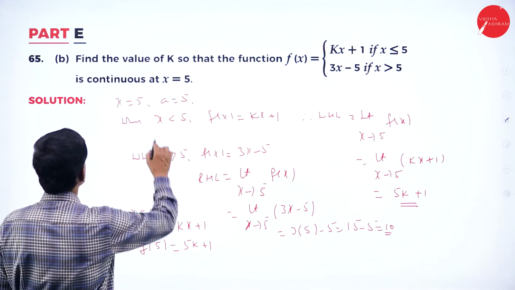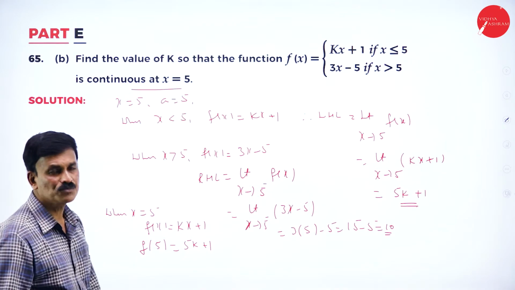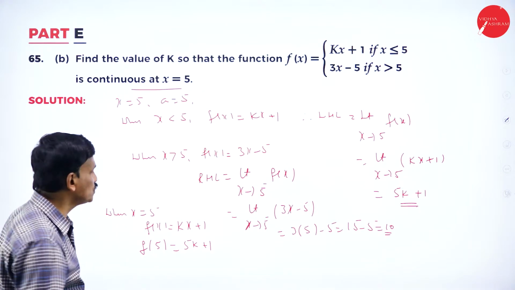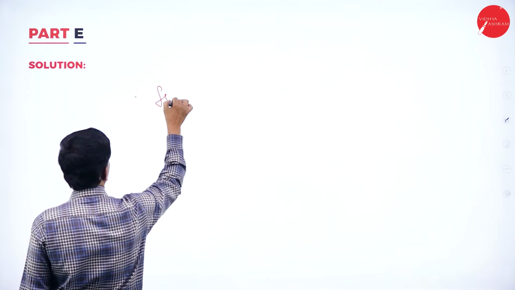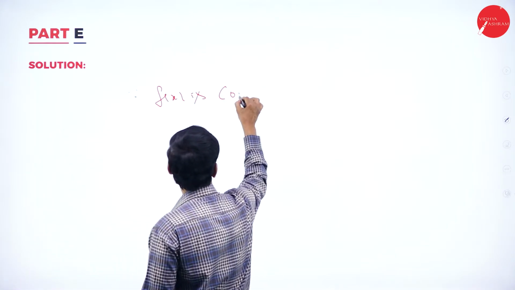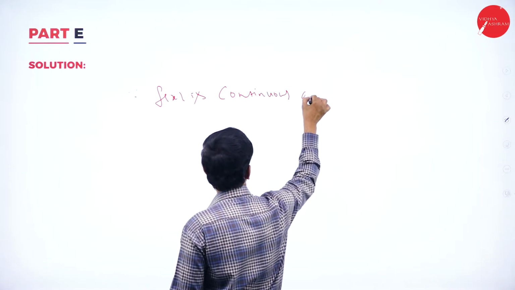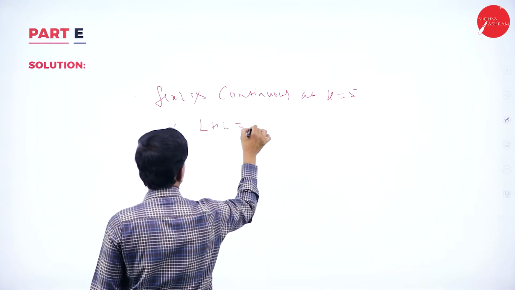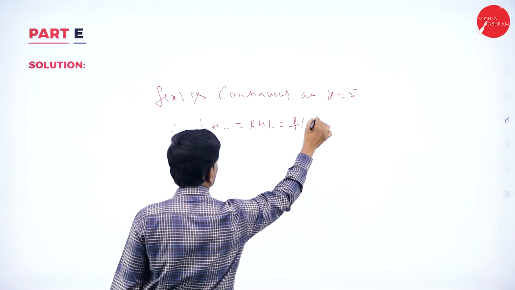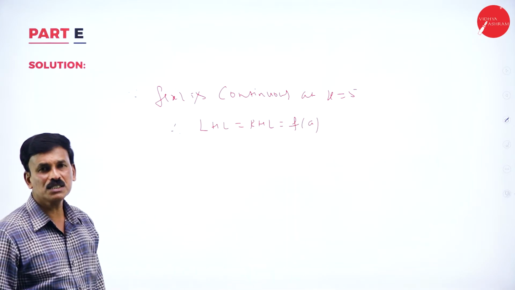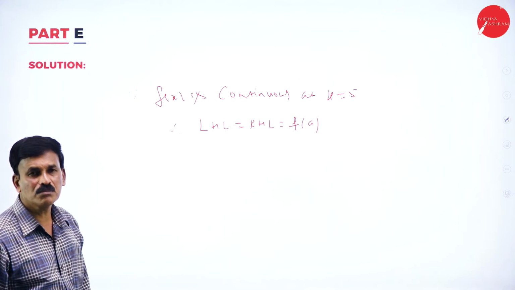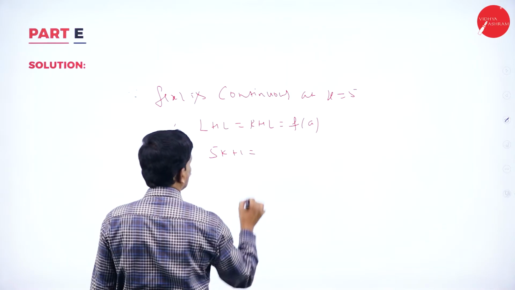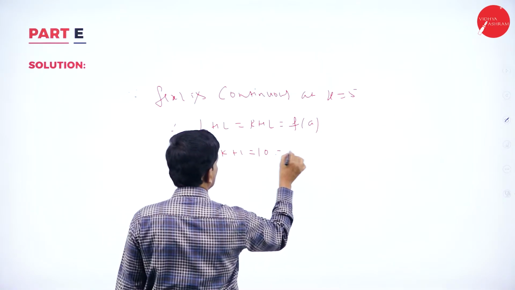Now, what is given is that it is continuous at x is equal to 5. We found the left hand limit, right hand limit and functional value. Since f of x is continuous at x is equal to 5, the left hand limit is equal to the right hand limit is equal to the functional value. If the function is continuous, then the left hand limit and right hand limit must be equal to the functional value. So what is the left hand limit? 5k plus 1. What is the right hand limit? 10. And what is f of a?